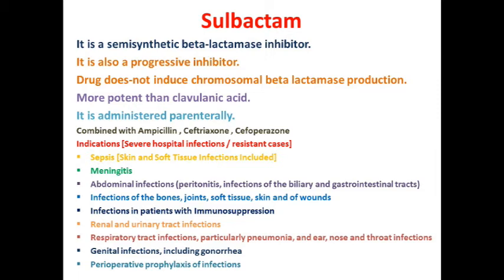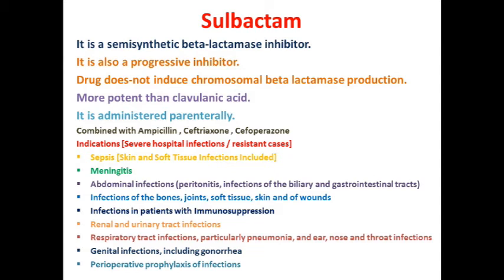So these drugs can be used for meningitis, abdominal infections, which include peritonitis, infections of the GIT, that's gastrointestinal tract, biliary system, infections of bones, wounds, infections in patients with immunosuppression, okay, where the spread is rampant, renal and urinary tract infections, respiratory tract infections, especially the lower ones, but can also be added for ear, nose and throat infections, okay. Genital infections including gonorrhea, you can be using sulbactam combinations with other antibiotics, and for perioperative prophylaxis of infections, there also you can be using sulbactam.